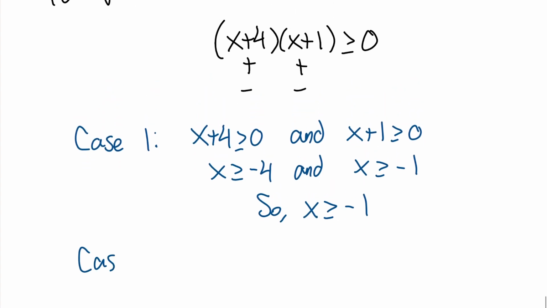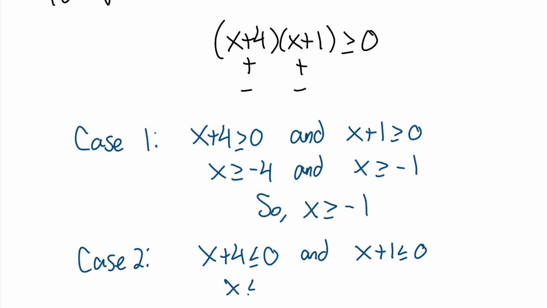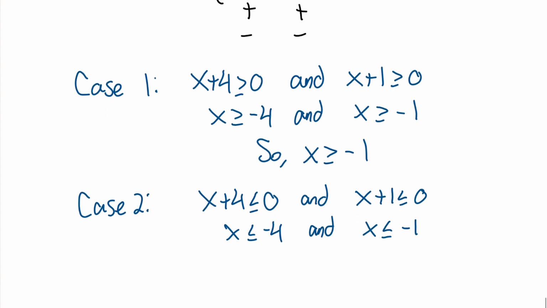And then case 2, x plus 4 is less than or equal to 0, and x plus 1 is less than or equal to 0. Okay. So x is less than or equal to negative 4, and x is less than or equal to negative 1. So again, just vice versa this time, it's x is less than or equal to negative 4 overall.